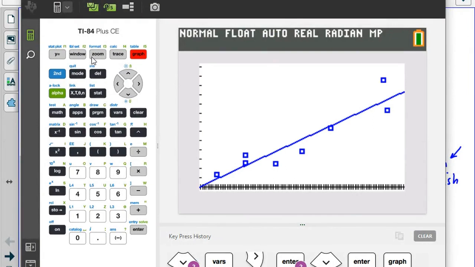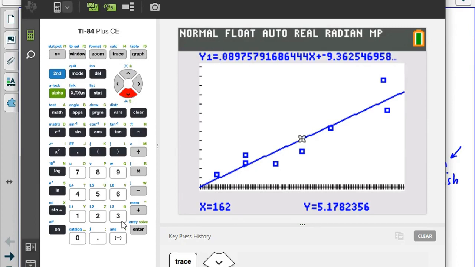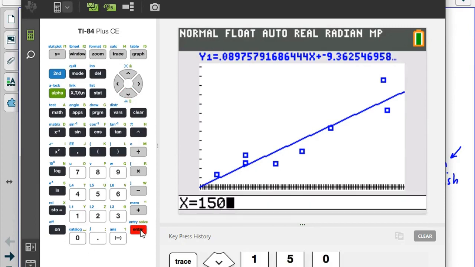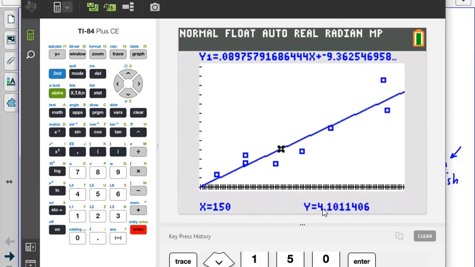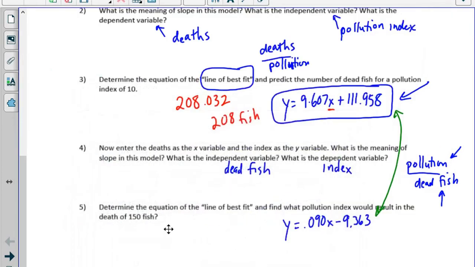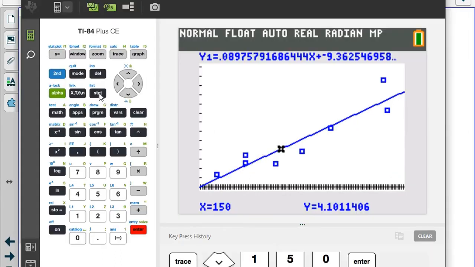Now that dead fish is my independent variable, I can hit trace, hit the down arrow, and then type in 150 and figure out that that would be at a pollution index of about 4.101. So the pollution index would be 4.101, and that ends up being that.